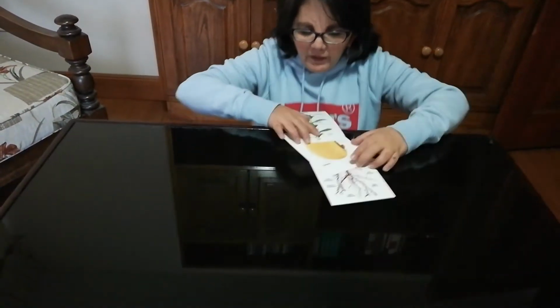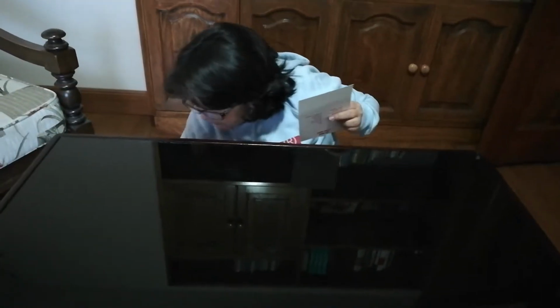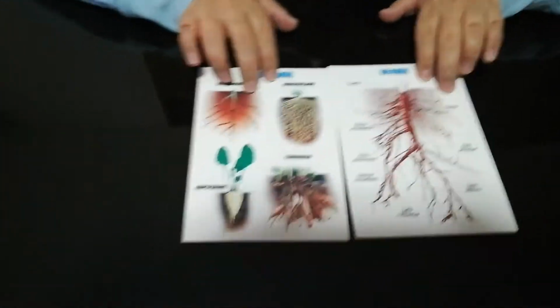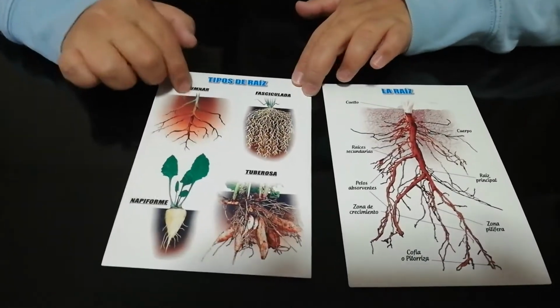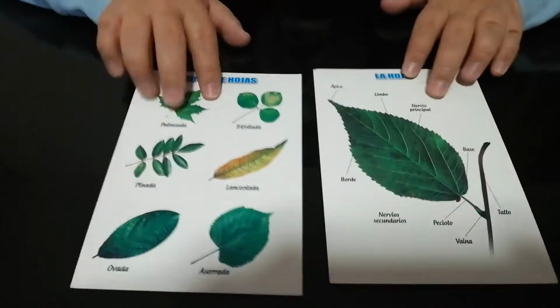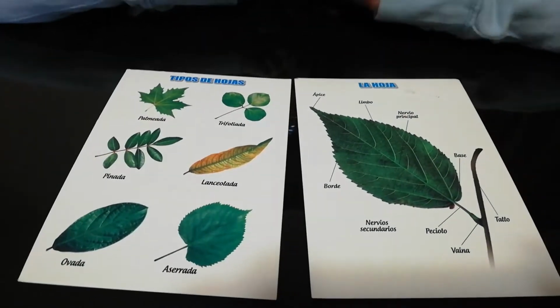So let me show you some types of fruits. Okay? Look, there are many types of roots. Those are the roots. Then, let me show you some types of leaves. Okay? Look at all the different leaves you can see in different trees and flowers. Okay?